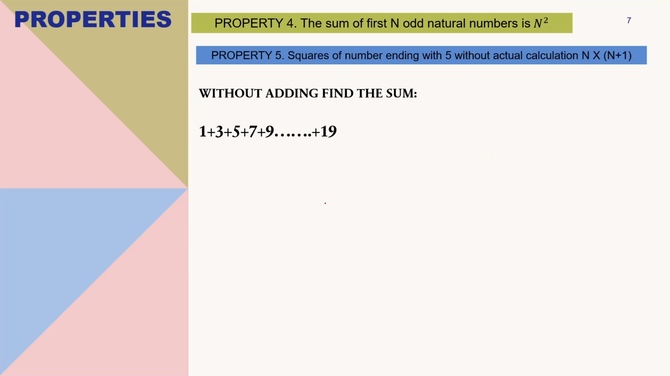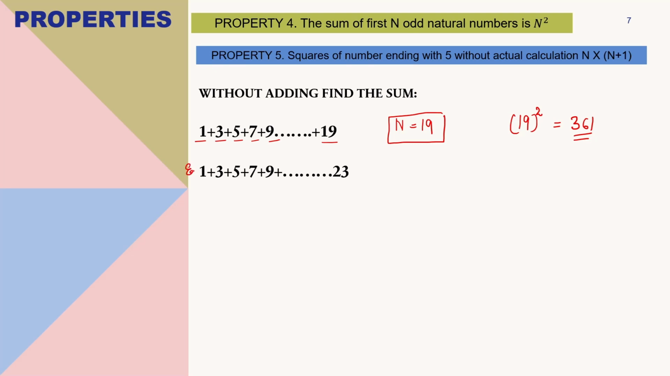Now moving to our property number 4 and 5. Property number 4 says the sum of first n odd natural numbers is n square. So you just need to count the numbers mentioned in the question, how many numbers are there here, starting from 1 till 19. So in total we have 19 numbers. So using properties, find out the square of the total number, and that will be your answer. So without actually calculating the sum, you can find out the sum using this property. Now second question, you can do it by yourself as a practice.